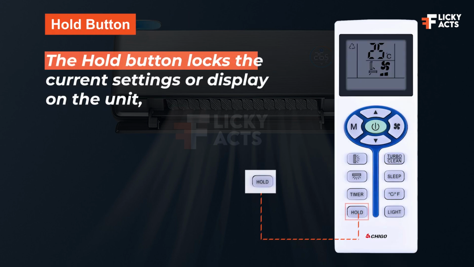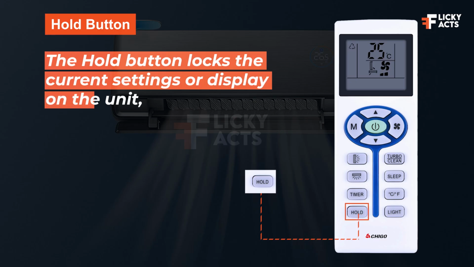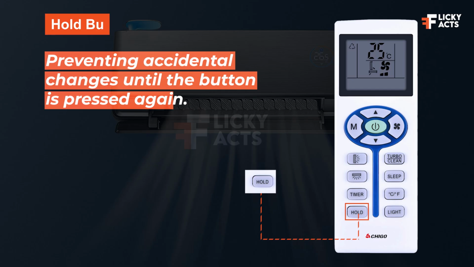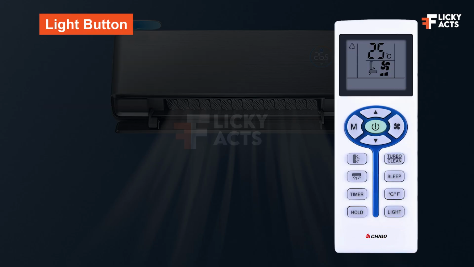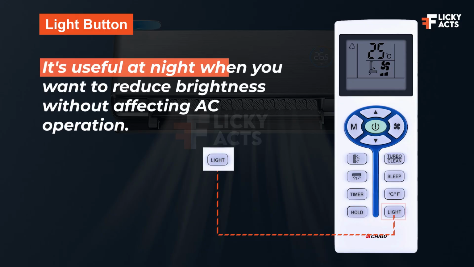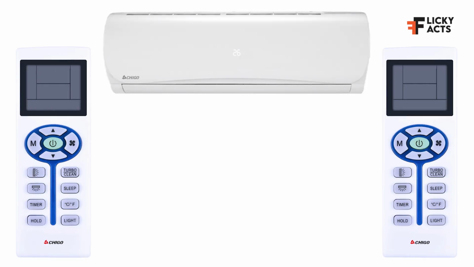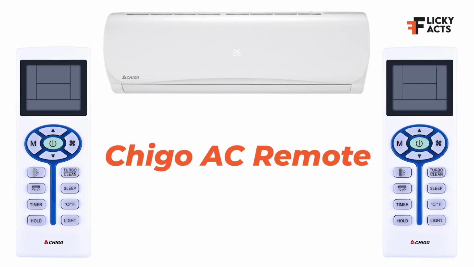The hold button locks the current settings or display on the unit, preventing accidental changes until the button is pressed again. Press the light button to turn the display light on the indoor unit on or off. It's useful at night when you want to reduce brightness without affecting AC operation. Now you know what every button on your Chigo AC Remote does.